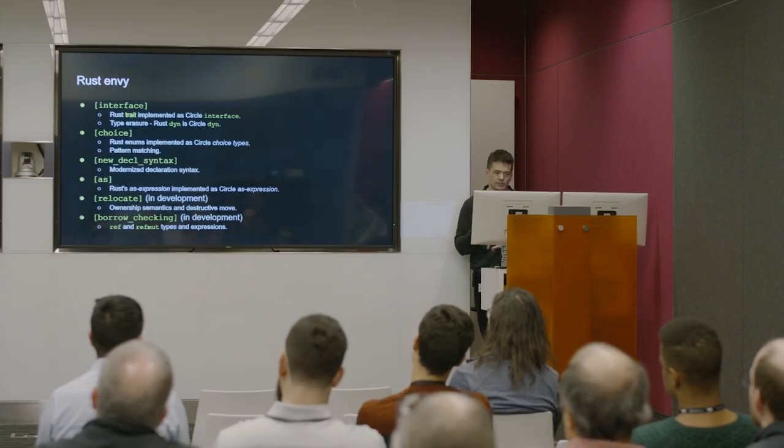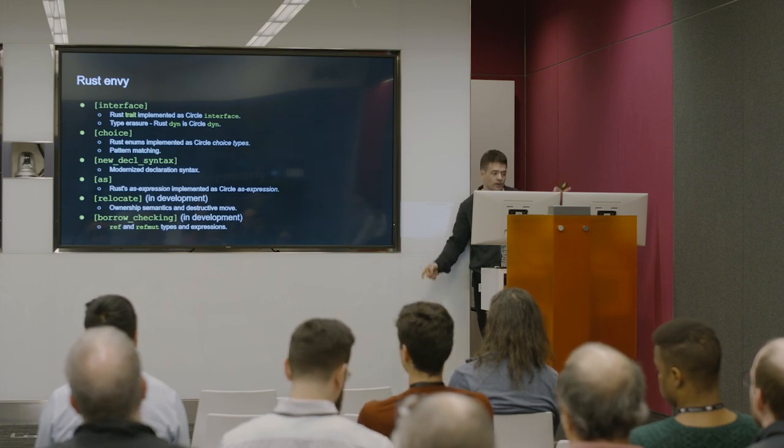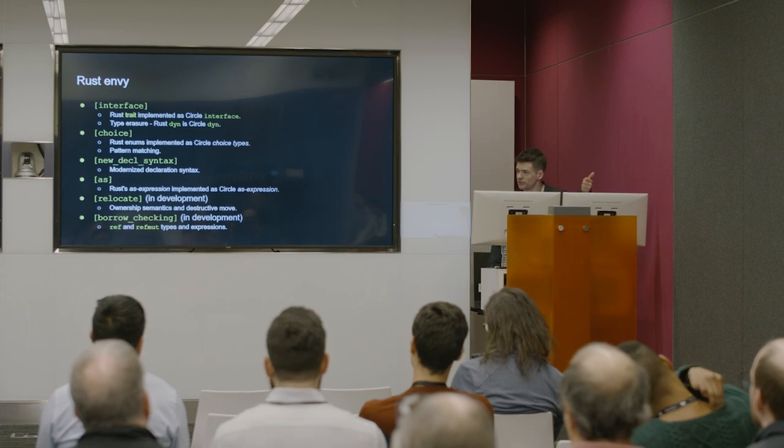From this list of Rust features, I've implemented interfaces, I've implemented choice types, I have new declaration syntax. None of these are complete, but they're all pretty compelling samples. Oh, the as expression for implicit conversions. But relocation, that's in development.